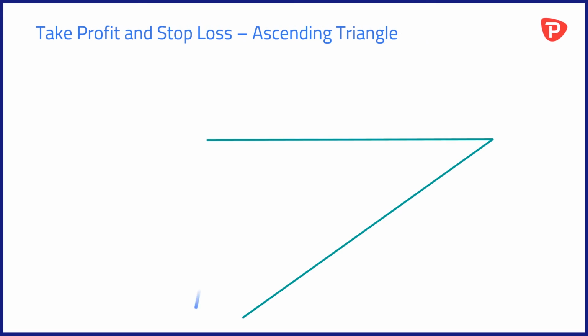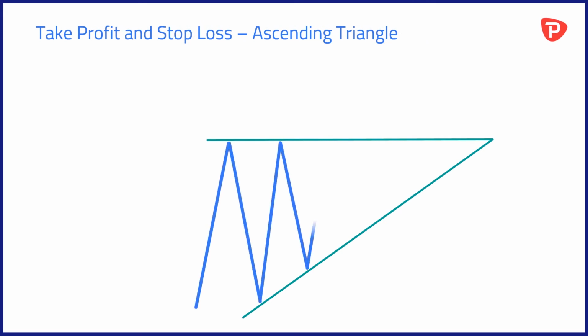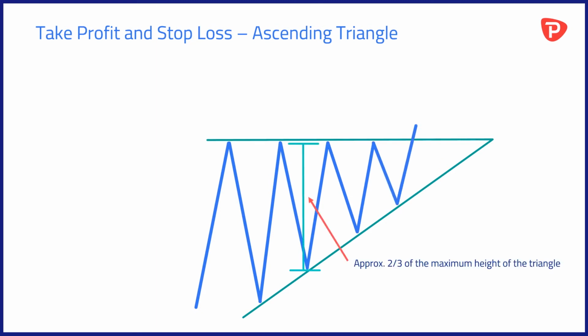Take profit levels on ascending triangles are measured from approximately 2/3 of the maximum height of the triangle, as we can see here, and projected up from the break zone at the horizontal top line of the triangle. You place a stop loss 10% of this distance below the lower sloping band of the triangle, at around the same vertical distance from the break zone.